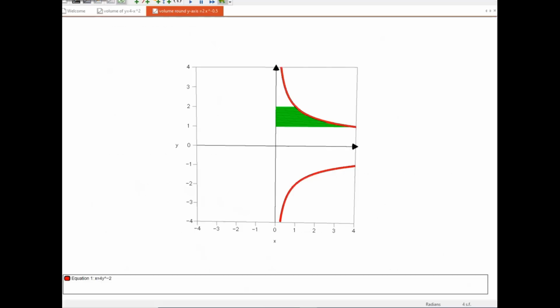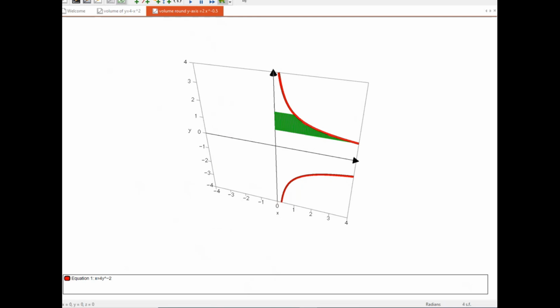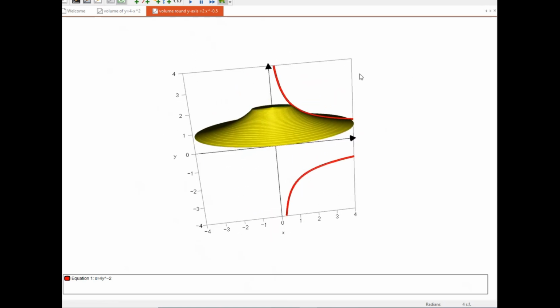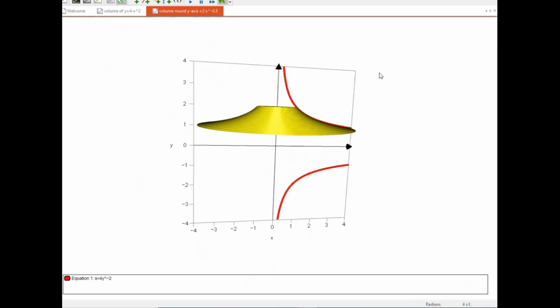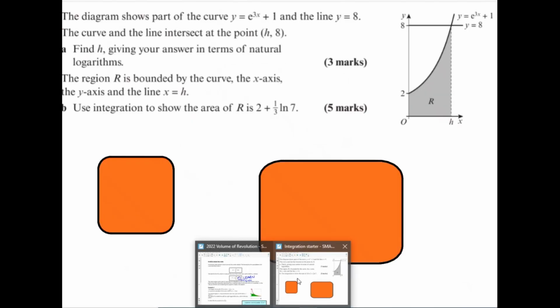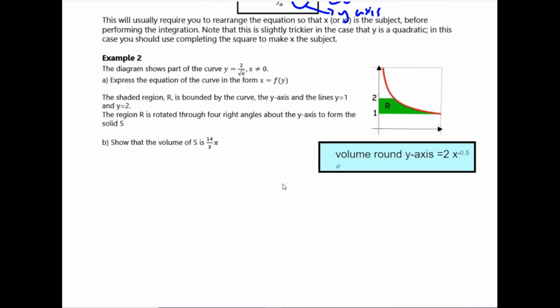So look at the volume for this example here. This is the graph from example 2. We're taking this green area and rotating it around the y-axis this time. So rotating this around the y-axis, going that way. That's quite interesting, it makes a kind of similar paradox shape. That's the volume we're working out here.